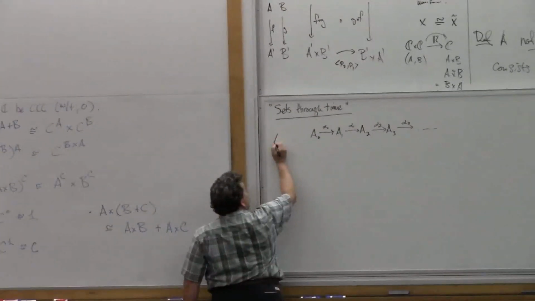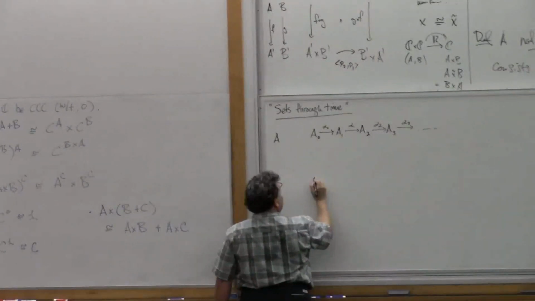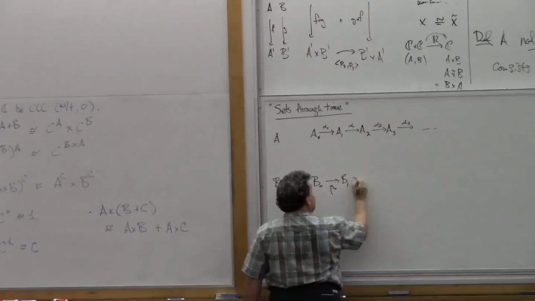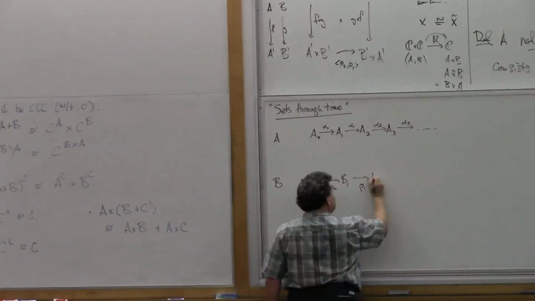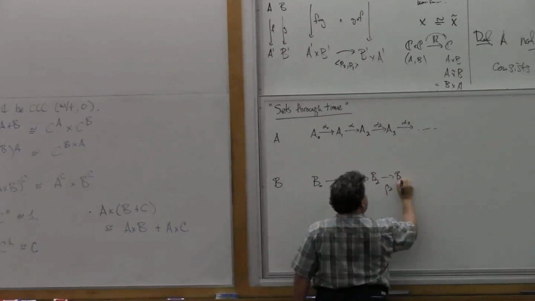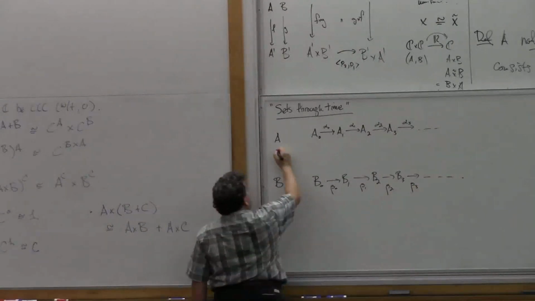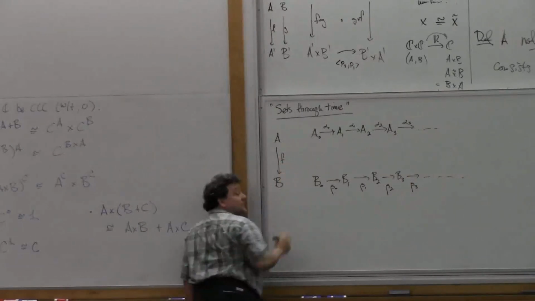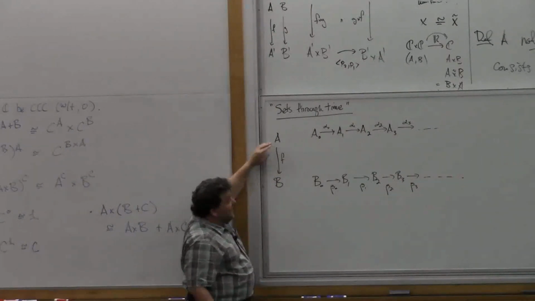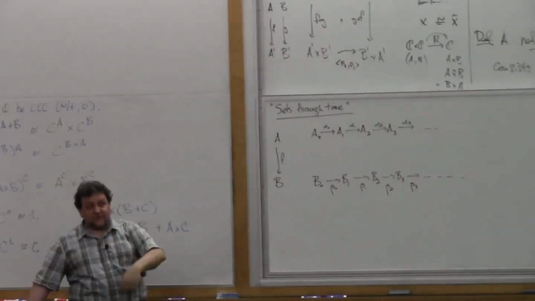So here's one, A. That's a set through time. And here's another one, B. So that looks like this. B0, beta 0, B1, beta 1, and so on. So now, what should be a function between such sets? Well, I think a perfectly reasonable thing is that at each stage, at each moment, there's a function from the set at that time to the other set at that time.